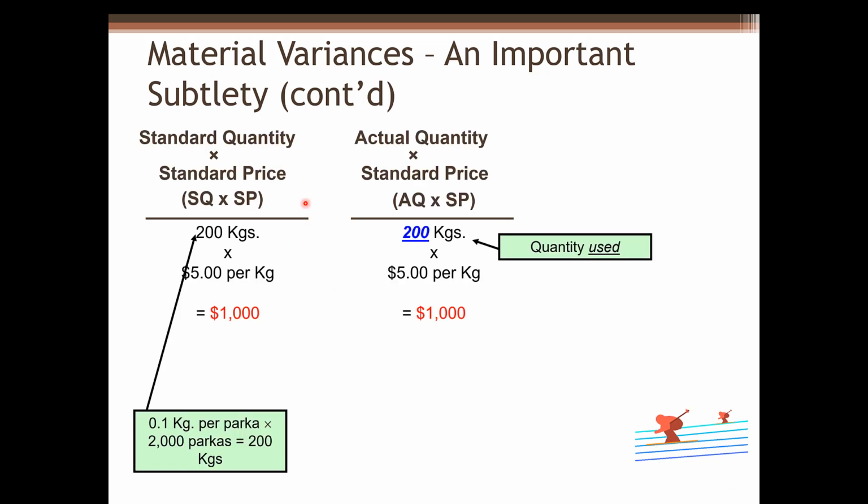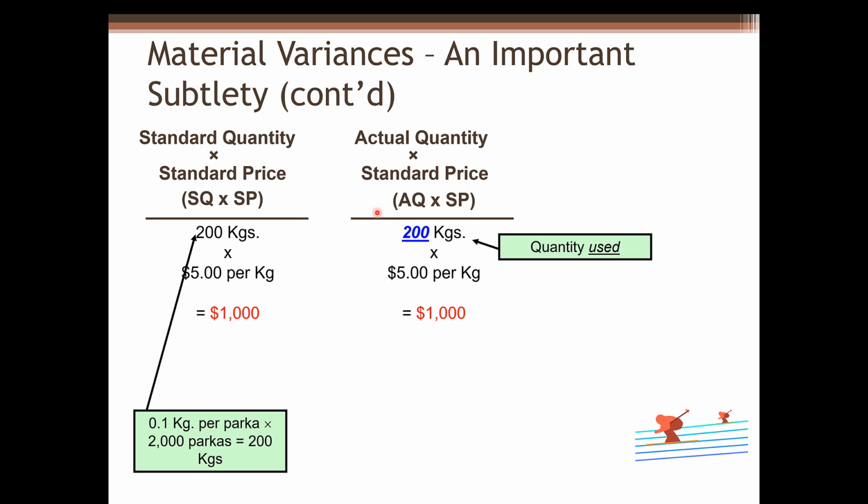Following our model, we calculate column 1, standard quantity multiplied by standard price. Standard quantity is based on actual output, so it's 0.1 kilogram per parka multiplied by 2,000 parkas, and we can get 200 kilograms. Standard price, $5 per kilogram. So we get the total here. This is a flexible budget cost for materials, $1,000.